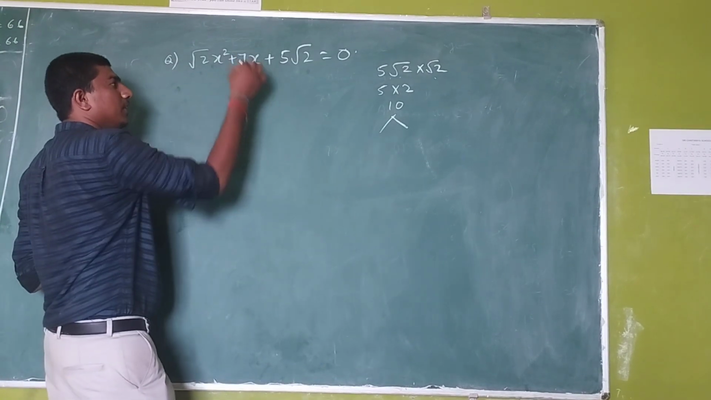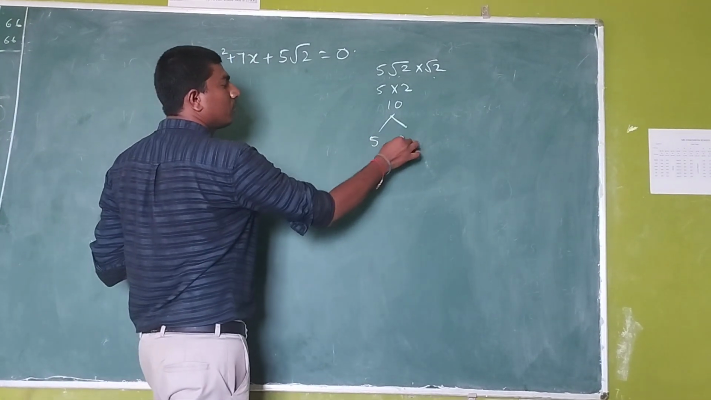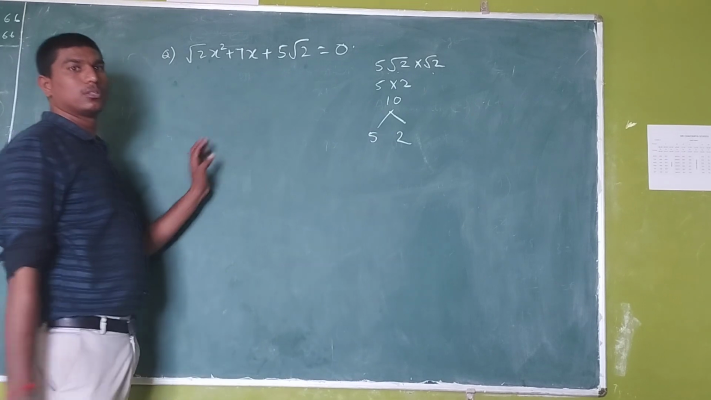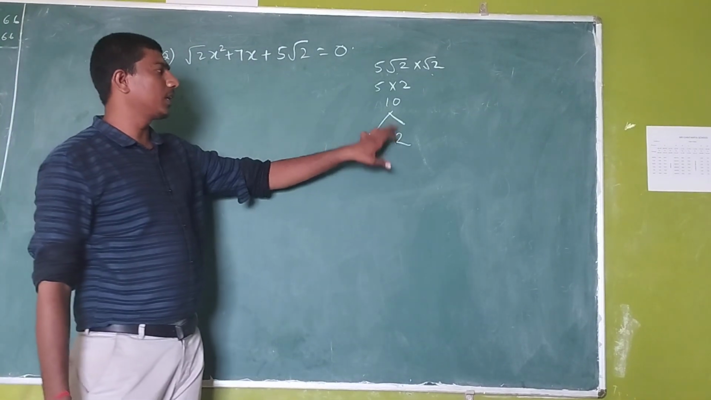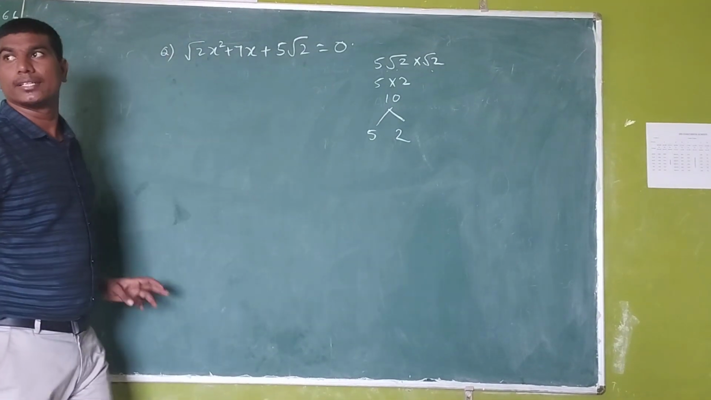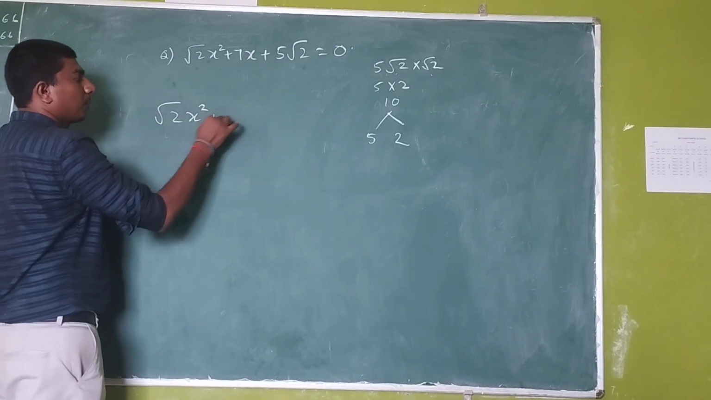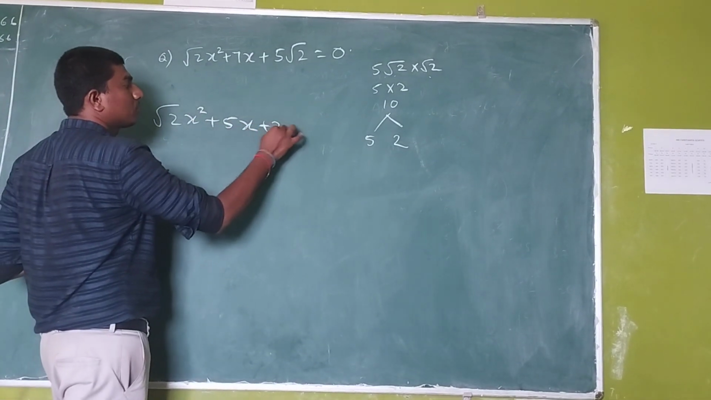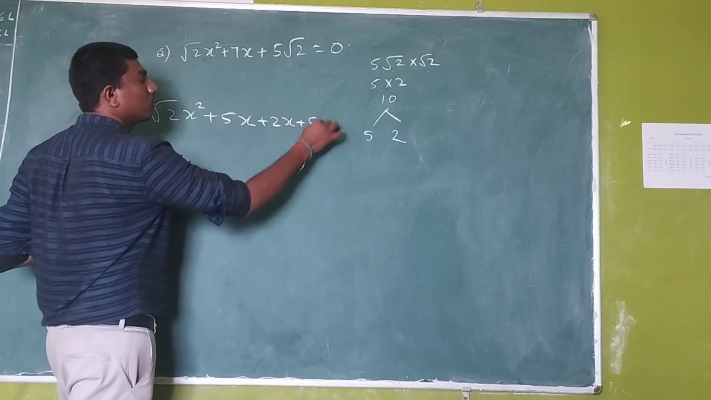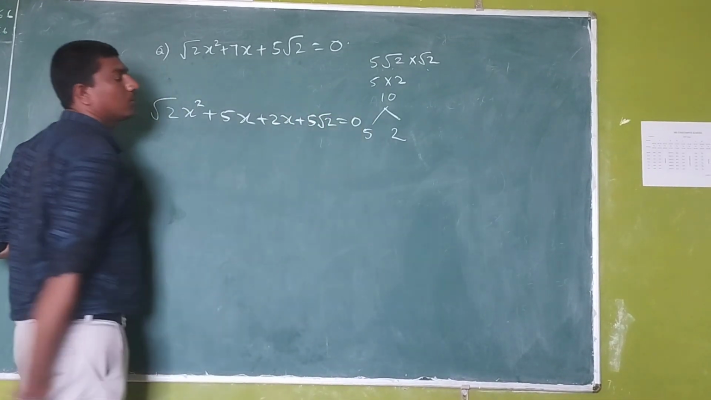Here 7x is there, so we write it as 5 and 2. 5 plus 2 is 7, 5 times 2 is 10. Okay, it is satisfied, right? Yes. So root 2 x square plus 5x plus 2x plus 5 root 2 equal to 0.